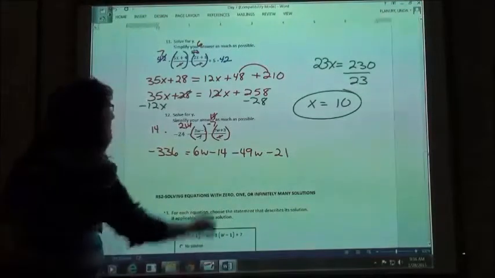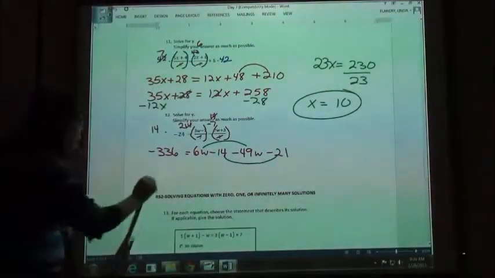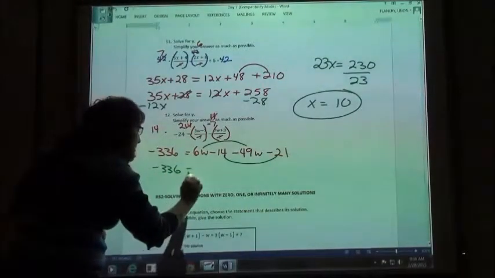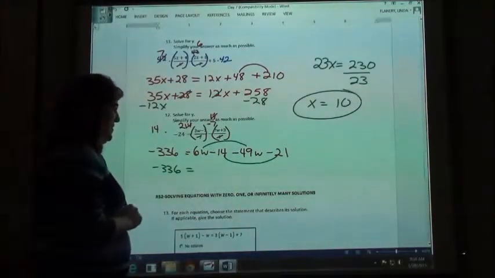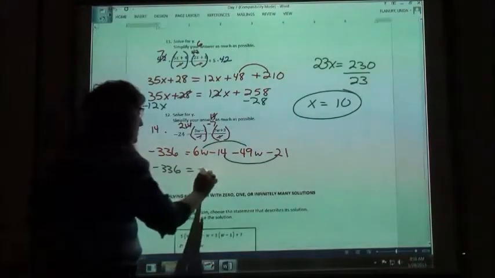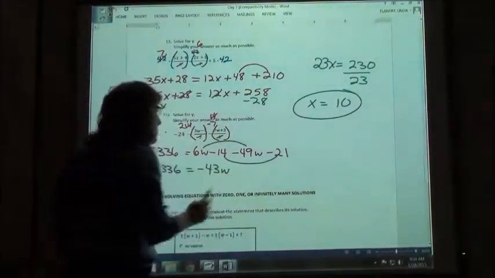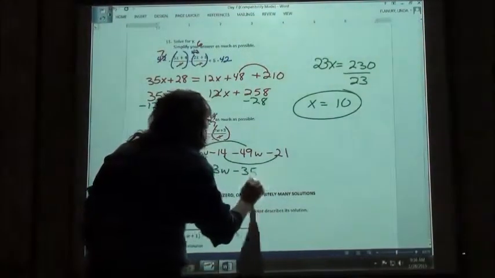Combining my like terms then, if I put my W's together and my numbers together over here on the right side, negative 336 is going to equal what over there? Negative 43W. Negative 43W. Negative 35. Minus 35.